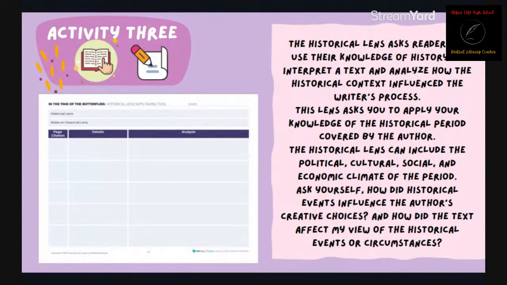Next, students listen as the teacher explains the historical lens and they take notes on their historical lens note-taking tool. The historical lens asks students to use their knowledge of history to interpret a text and analyze how the historical context influenced the writer's process. It is important to start the class's study of critical lenses for this novel with historical analysis because it asks students to return to the time period research that students completed in section 1 of this unit. Essentially, they already have the prior knowledge needed to apply this lens.